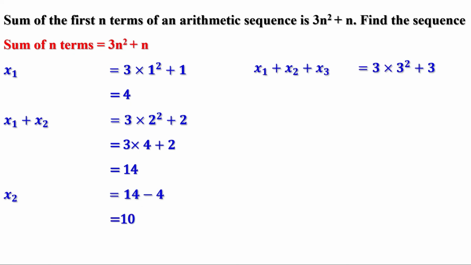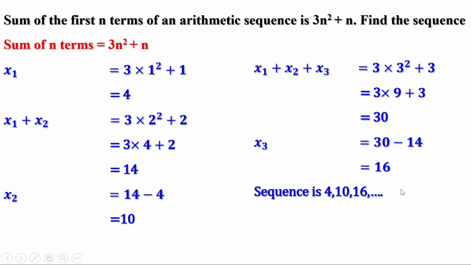When we give n equal to 3, we get sum of first three terms. That is x1 plus x2 plus x3 equal to 3 into 3 square plus 3. This is 9. 9 into 3 is 27. 27 plus 3 is 30. To get x3, we have to subtract x1 plus x2 from it. That is x3 equal to 30 minus 14 or 16. So we can write the sequence 4, 10, 16, etc. We can do like this also.